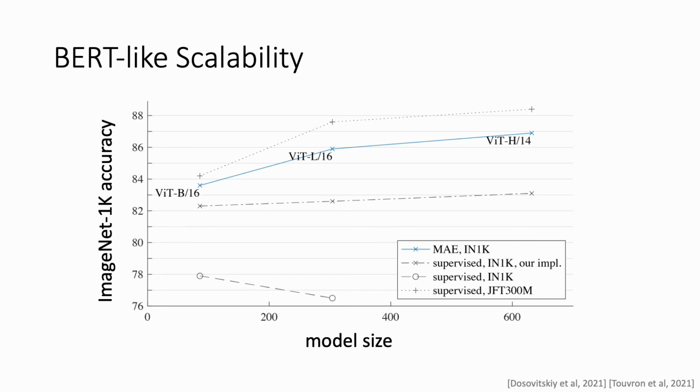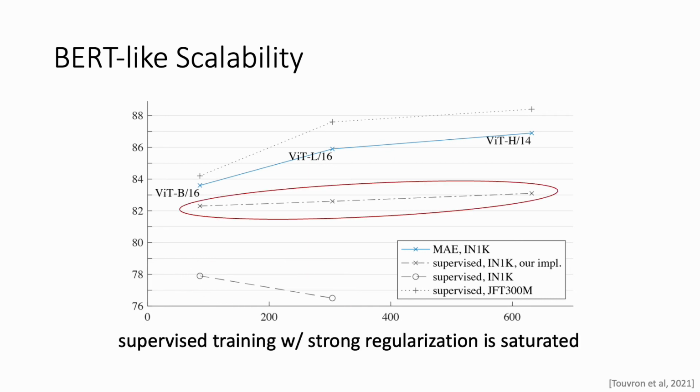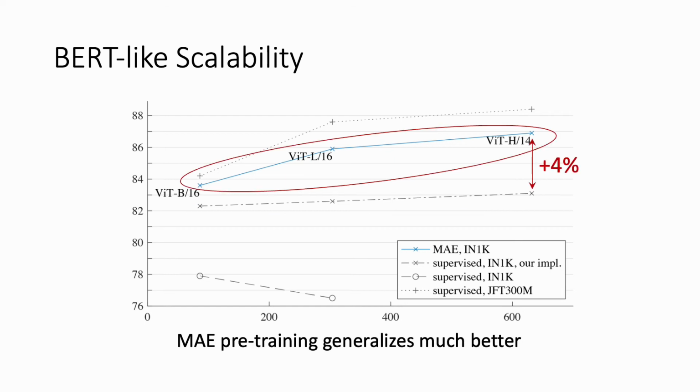Like BERT, MAE is scalable. For example, here is a plot showing the model size versus accuracy on ImageNet 1K classification. In original ViT, model scaling fails on ImageNet 1K due to overfitting. Even with the strong regularizations, the problem is still not solved, and the accuracy saturates. MAE pre-training scales much better. The gap on ViT-B is not so salient, but it becomes 4% better with ViT-H.